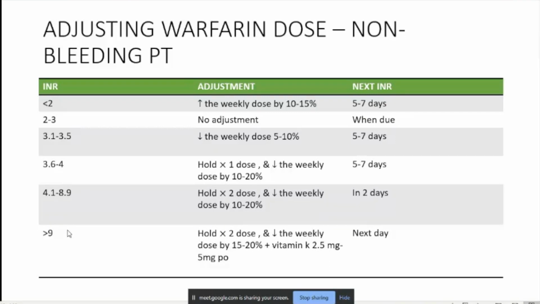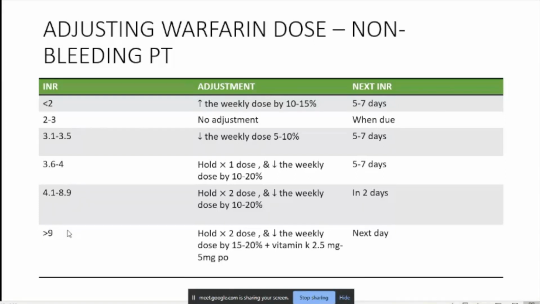So that is the reason, when it comes to more than 9, we decrease the weekly dose by 15 to 20%. Rather than 10 to 20, we decrease the weekly dose by 15 to 20%. So we hold the dose, we actually decrease the weekly dose by 15 to 20%. If you see previously, it's just 10 to 20%. So there is a range, guys, here. So if the physician asks and you say that it's 15% reduction, there is nothing wrong because it's between 10 to 20, right? So there is no big difference.